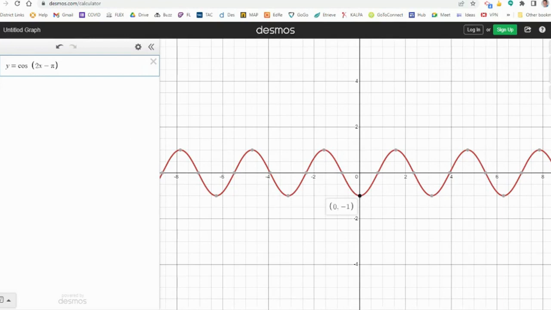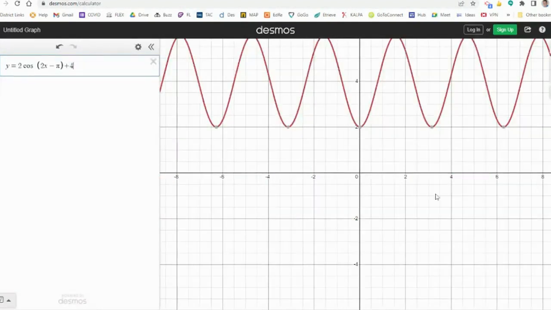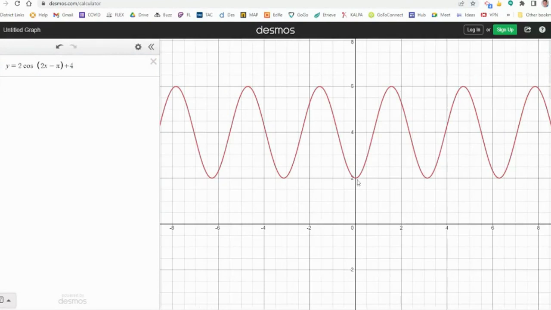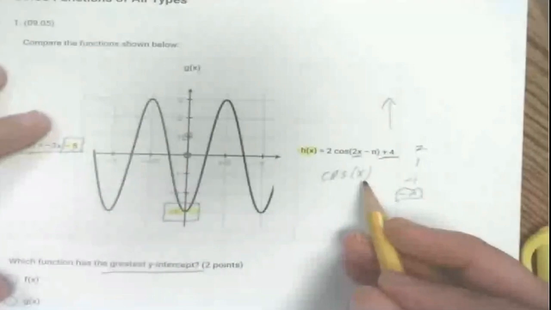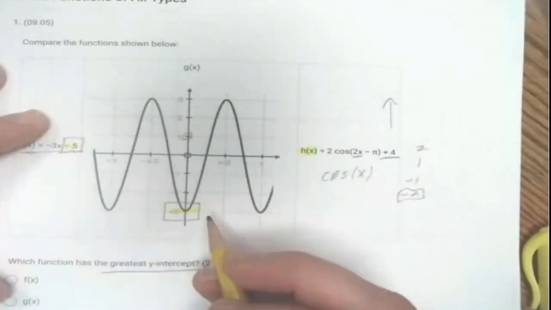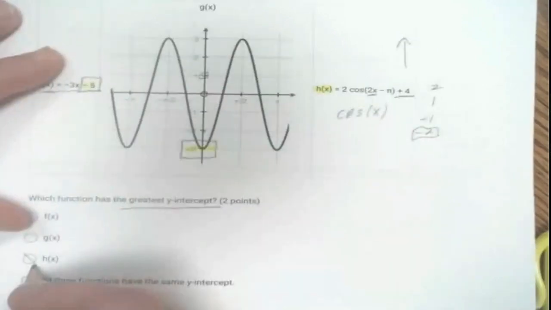But when we put the 2 out in front of it, it doubles the height. And then the plus 4 moves its way up here. So it crosses the y at 2. So crossing at 2 is definitely going to make this larger. This is a -5. This is a -3. This is a 2. So h of x is going to have the greatest y-intercept. Greatest y-intercept right there. Let me look at another problem since I got you here.